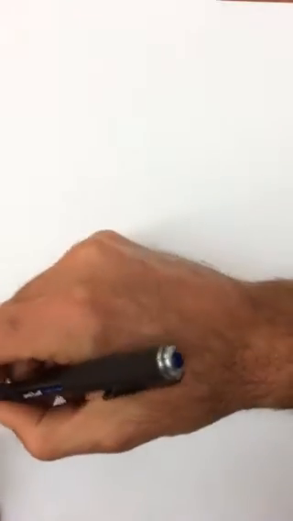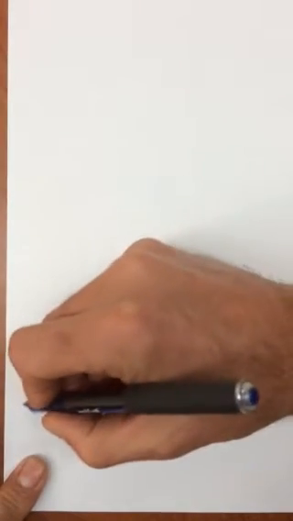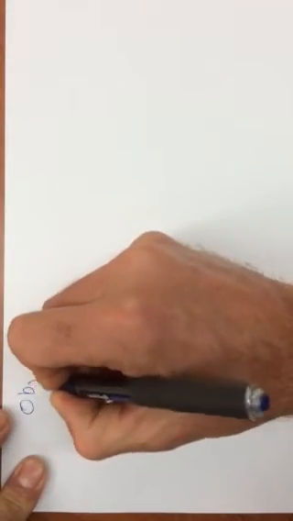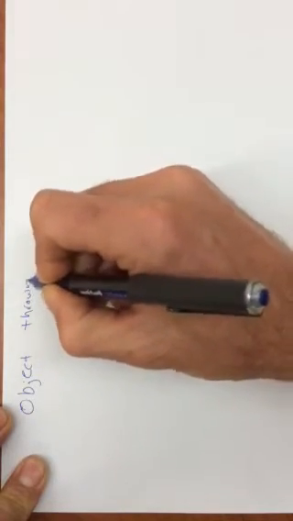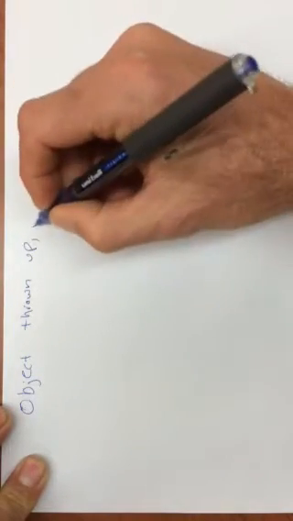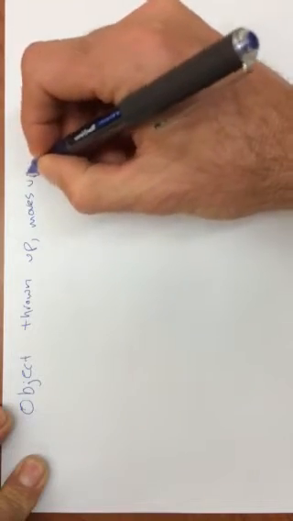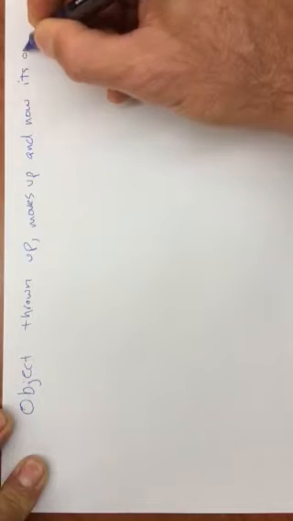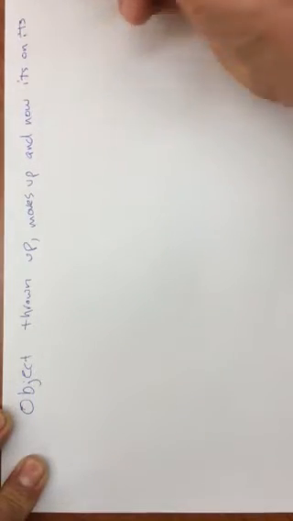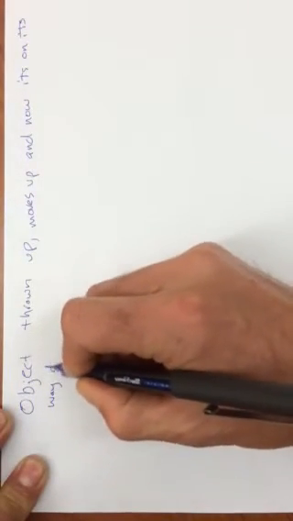All right, so I wanted to make a screencast of an object thrown upwards. So I'll just write: object thrown upwards. The object is thrown up, moves up, and now it's on its way down.